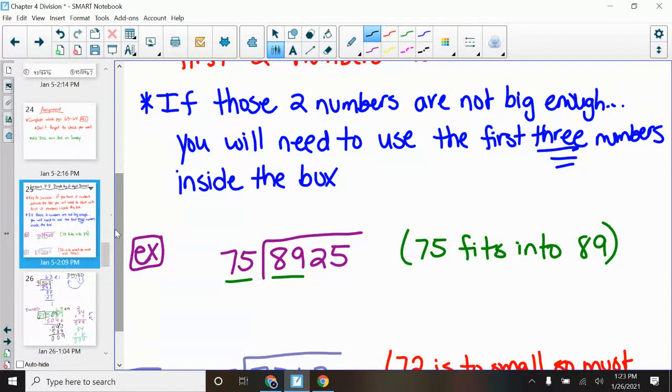So this problem here is 8,925 divided by 75. Now the little green hint tells you in this example, 75 will fit into 89. So do you need to add that 3rd digit? No. All right, do your thing.